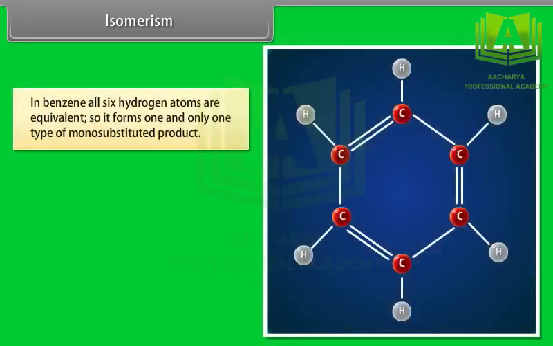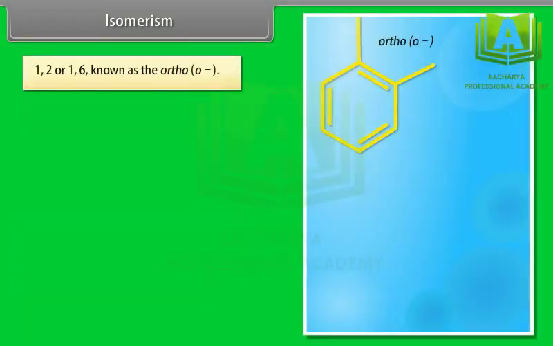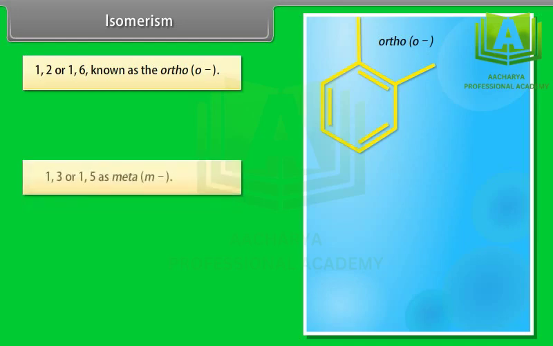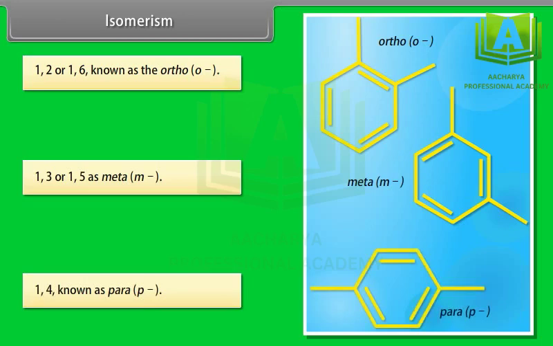Isomerism. In benzene, all 6 hydrogen atoms are equivalent, so it forms one and only one type of monosubstituted product. When 2 hydrogen atoms in benzene are replaced by 2 similar or different monovalent atoms or groups, then 3 different position isomers are possible. The first one is 1,2 or 1,6, known as ortho. The second one is 1,3 or 1,5, known as meta. And the third one is 1,4, known as para, disubstituted compounds.